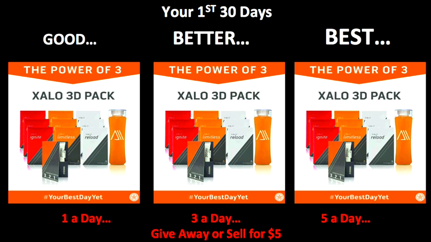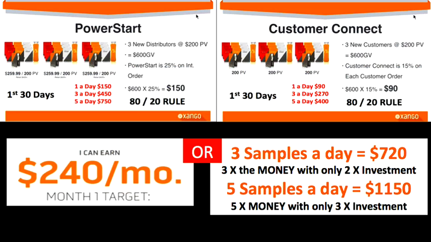So what does that mean? Here's the numbers, and here's how we get the 240. If you're doing just 1 a day, and you sign up 3 distributors, and they each buy the same pack, you're going to get a $150 Power Start next week. And 3 customers, 15%, you're going to get $90 on your customers next week. So next week, you're actually going to get a check for $240.